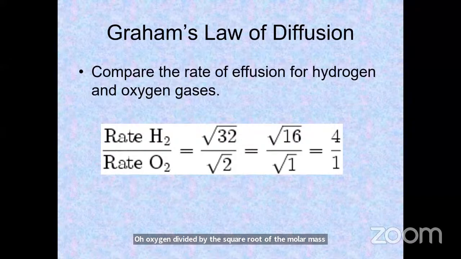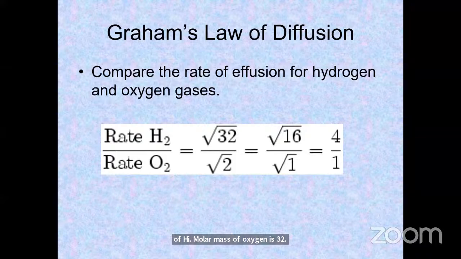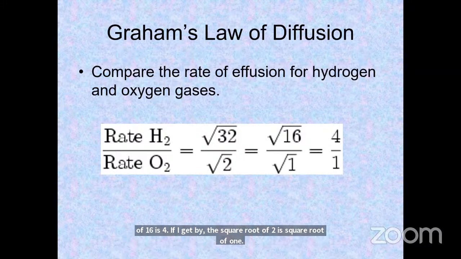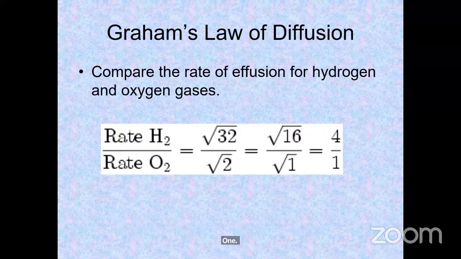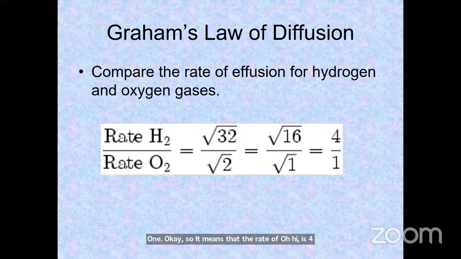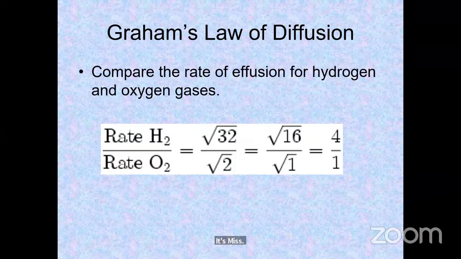The molar mass of oxygen is 32. The molar mass of hydrogen is 2. So if we divide 32 by 2, that will be square root of 16, and the square root of 16 is 4. So square root of 16 is 4, divided by the square root of 1. Okay? So it means that the rate of effusion for hydrogen is 4 times that of oxygen gas. It means hydrogen will travel 4 times faster than oxygen gas.